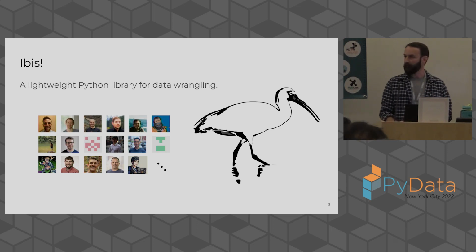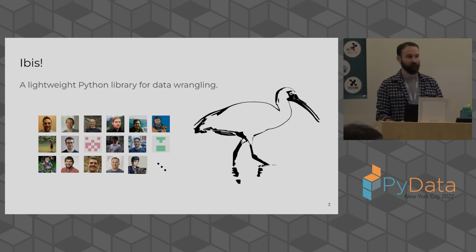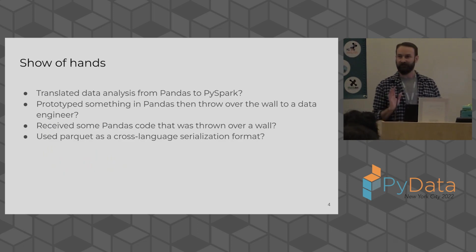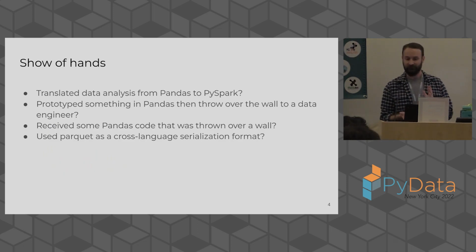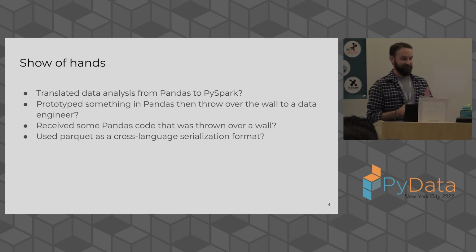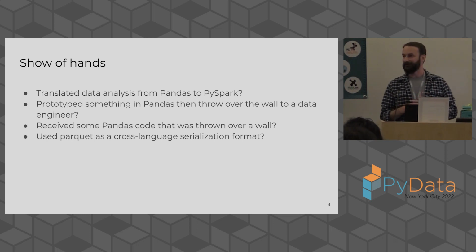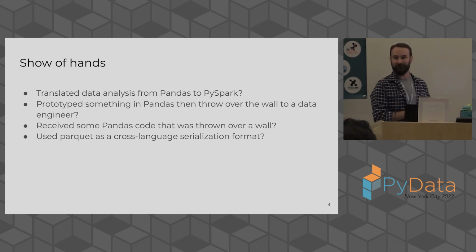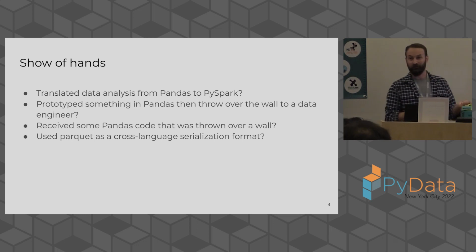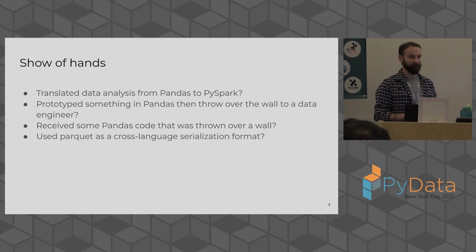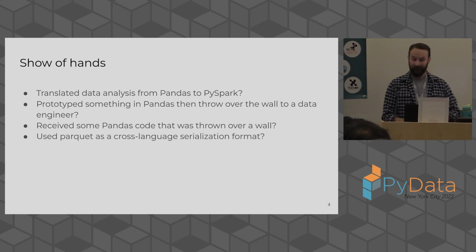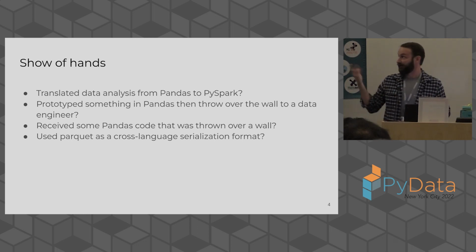But before I talk about Ibis, I just want to get a quick show of hands. Has anybody ever had to translate data analysis from Pandas to PySpark? Or prototype something in Pandas and thrown it over a wall to a data engineer so they could re-implement it? Or maybe you were the data engineer and something was thrown at you, or you used Parquet as a cross-language serialization format. So Pandas and PySpark here are just representative. You can fill in the tools on the left and the right there for any number of things.